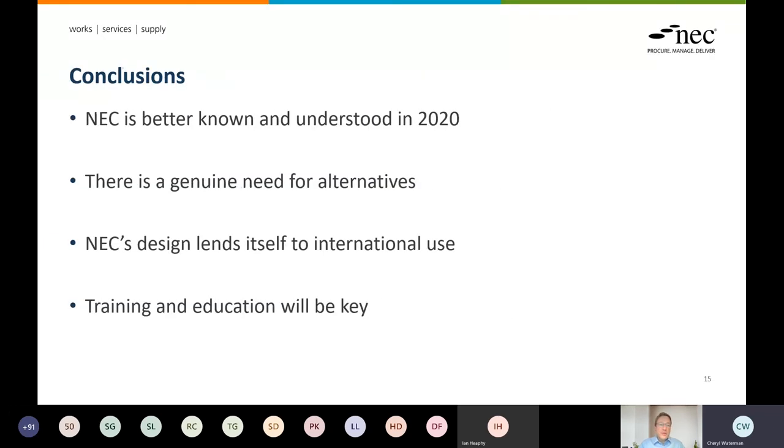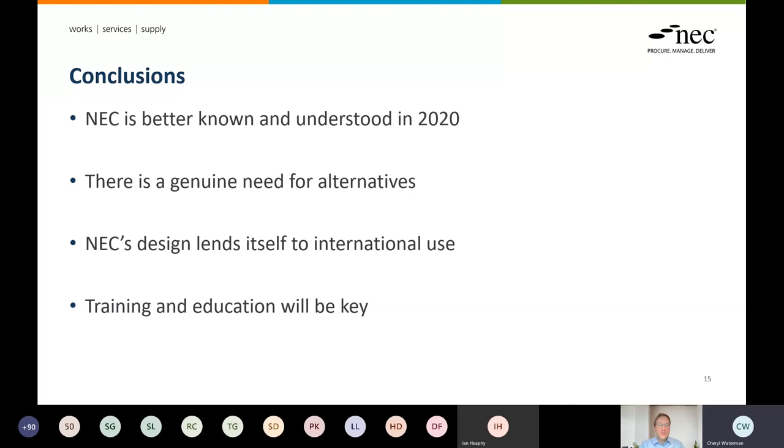So moving on to my conclusions. NEC is certainly much better known and understood now than it was 10 or 15 years ago. And I think what we see is that there is a genuine need for alternatives. When you speak to people internationally, they are looking for options. They are trying to see if things can be done differently. And NEC works very well in that context and provides an innovative, easy-to-use approach.